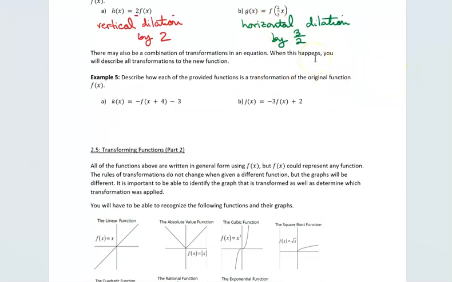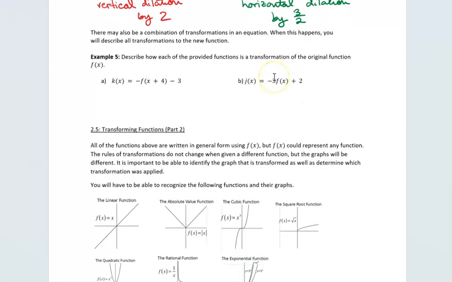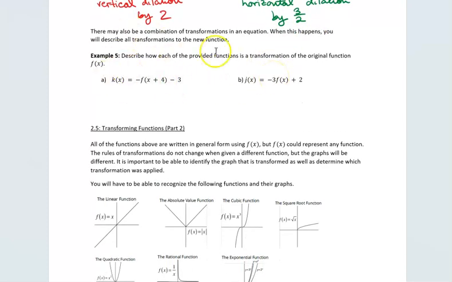Now, we will have combinations of transformations. So that's what's happening here in example 5. So we have a few things going on, right? We have this negative in front. That's a reflection in the x-axis. Then we have this up 4. I'm sorry, that's not up 4. We have this plus 4.